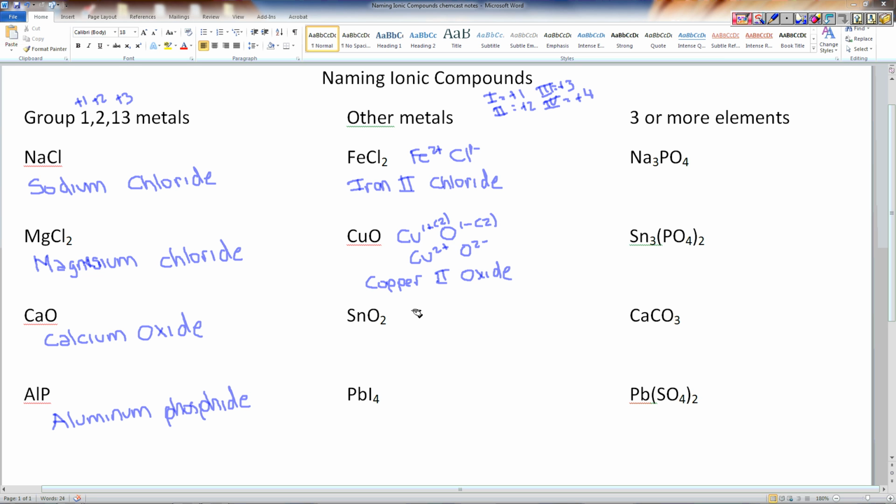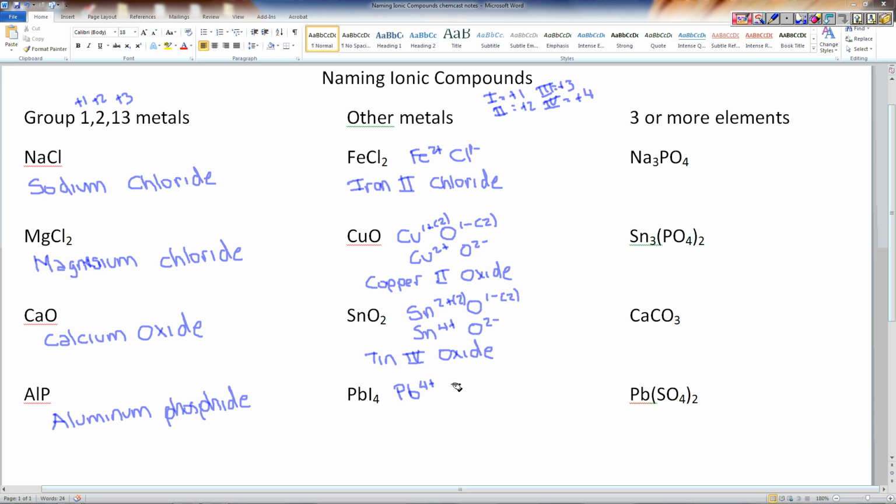Alright, next one. We have Sn, 2 plus, O, 1 minus. Same problem, right? We have that negative 1, so we're going to multiply this by 2, this by 2. This becomes Sn 4 plus, O 2 minus. So we're left with tin 4 oxide.